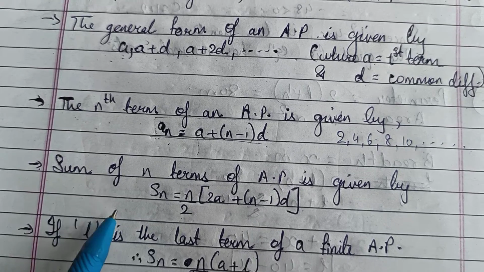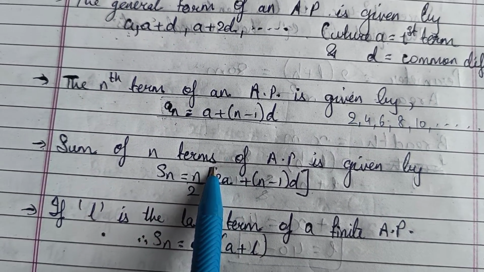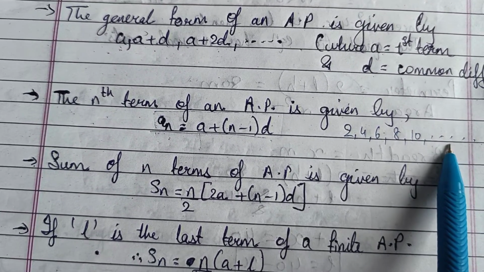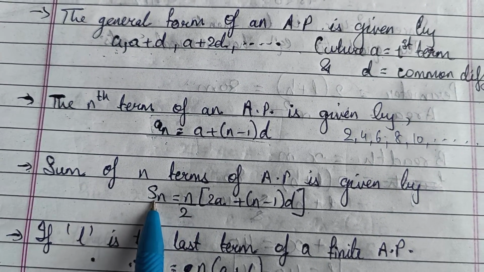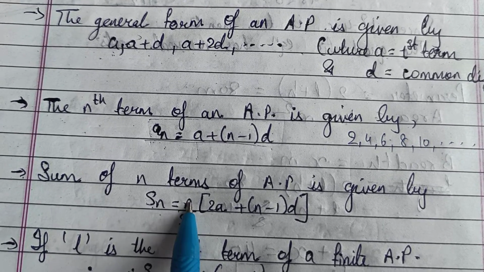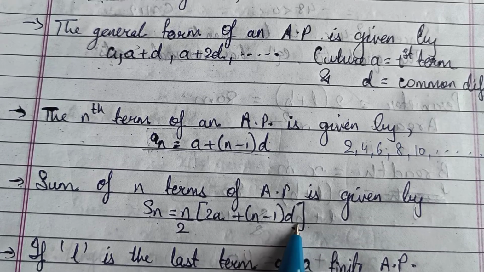In the same way, if you want to find the sum of n terms, sum of n terms means you want to find the sum of these terms. How many terms when you add, what will be the sum of it? So we use this formula: the sum of n terms is denoted by Sn, and that equals n by 2 into 2a plus n minus 1 into d.